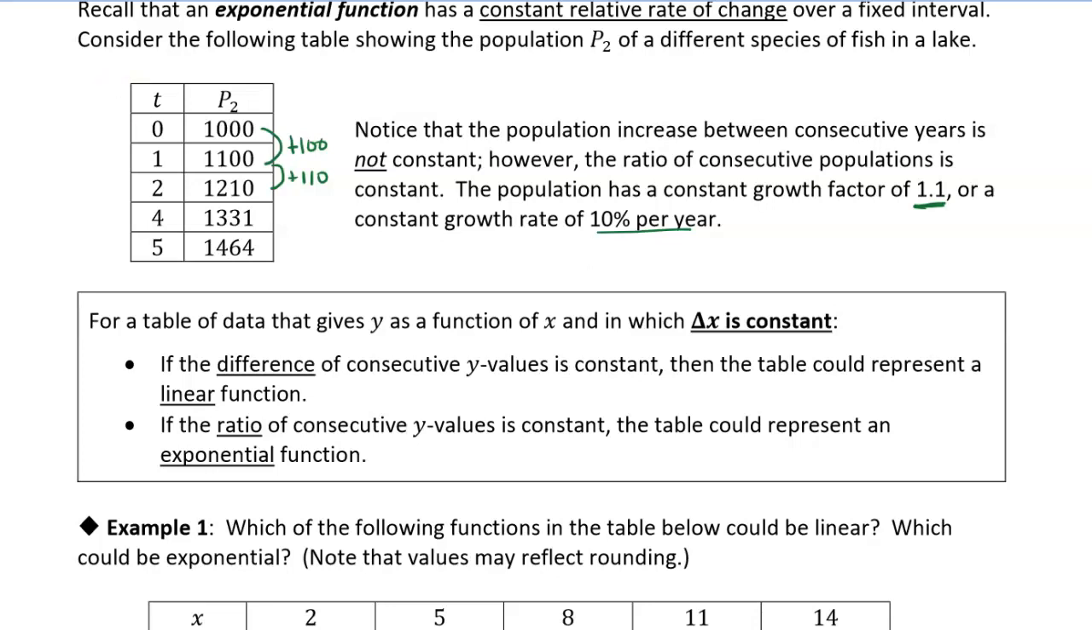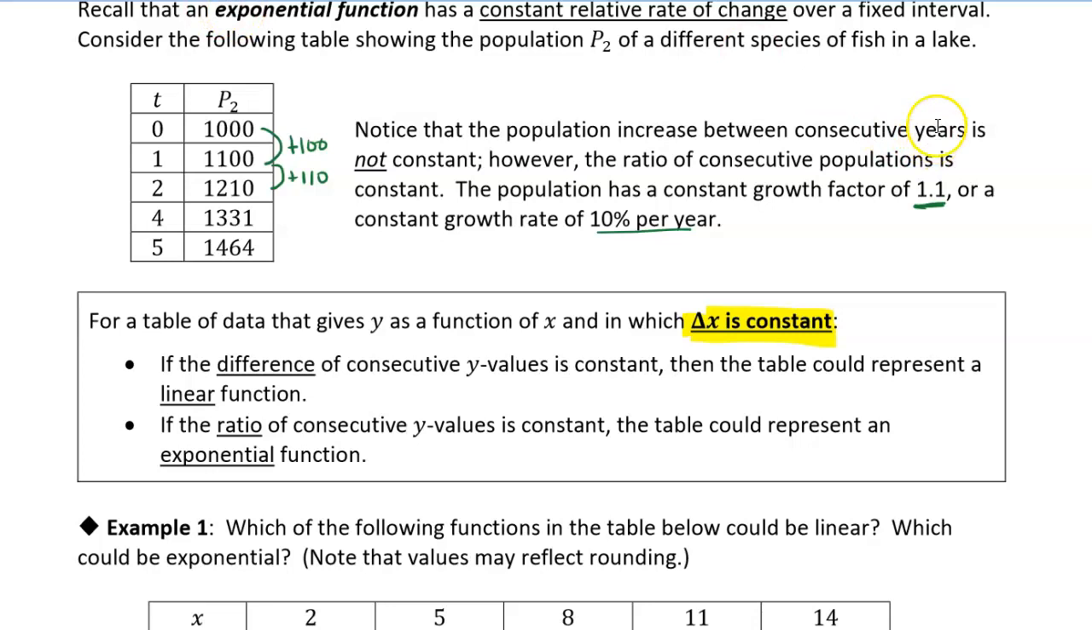Now, I want to emphasize that this only works if the delta x is constant. Only if the delta x is constant. For linear functions, even if the delta x is not constant, you can look at the average rate of change and it should be the same, because you're dividing by the delta x when you calculate the average rate of change. But for an exponential function, to see that the ratio between consecutive terms is constant, you have to have a constant delta x.